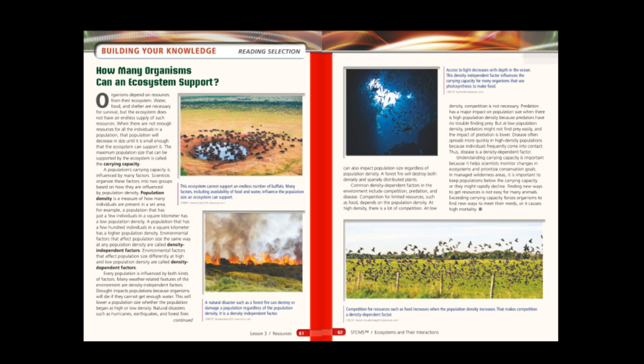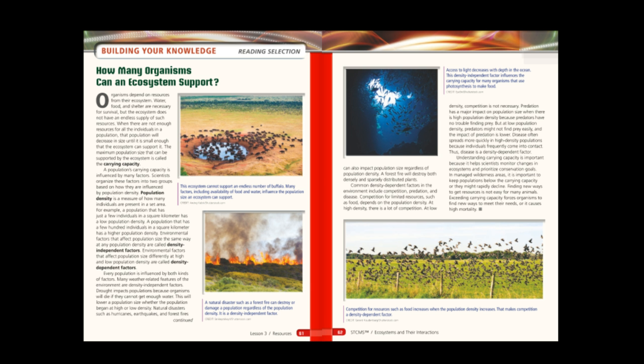Environmental factors that affect population size the same way at any population density are called density-independent factors. Environmental factors that affect population size differently at high and low population densities are called density-dependent factors. Every population is influenced by both kinds of factors.